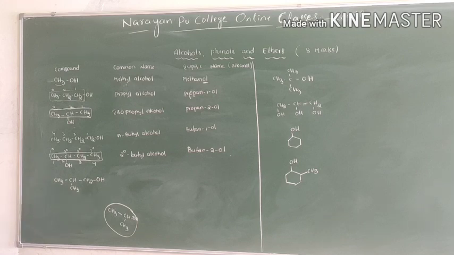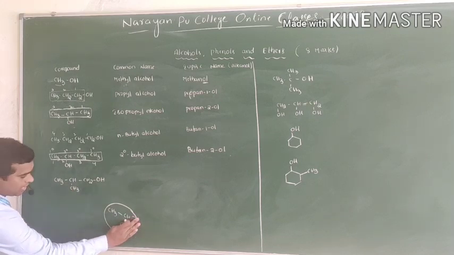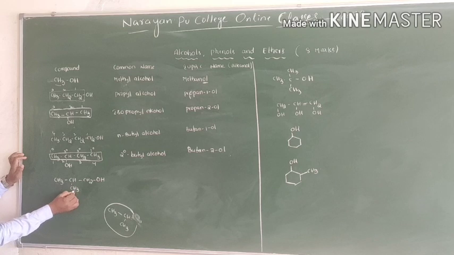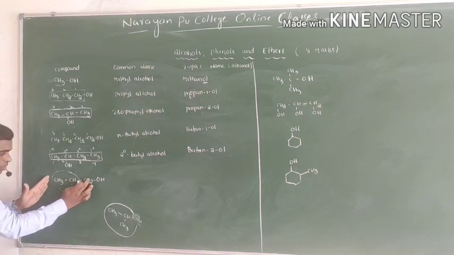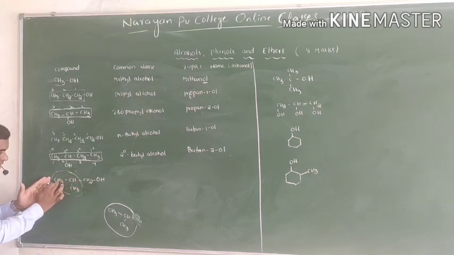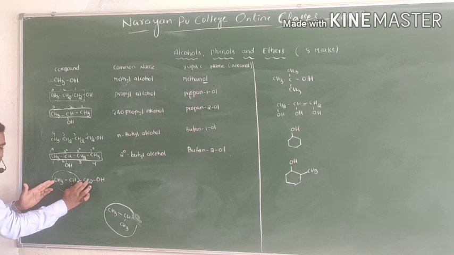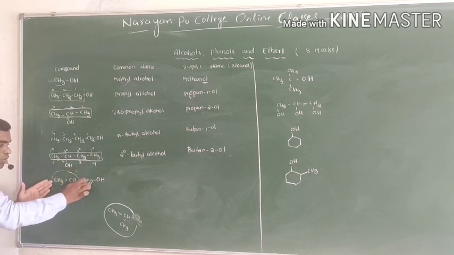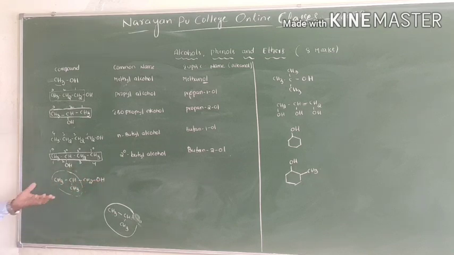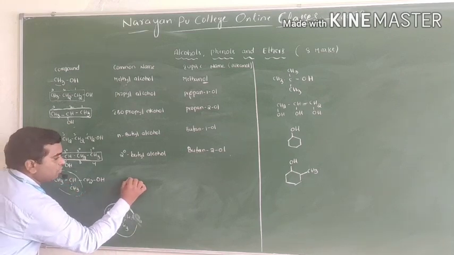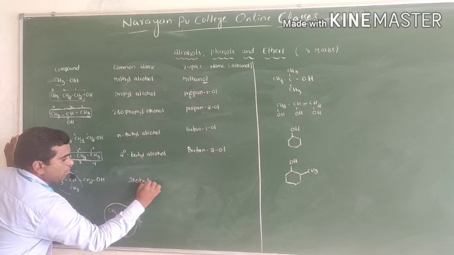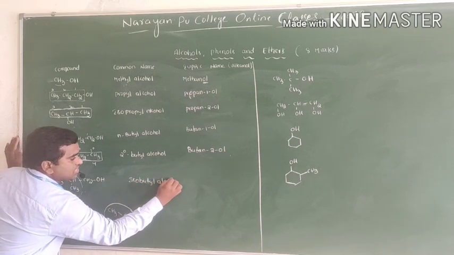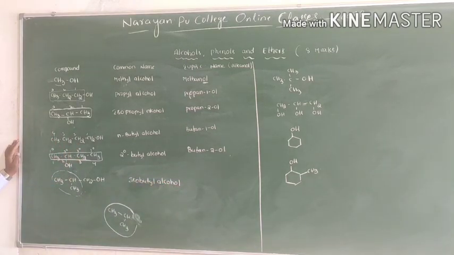And the second one, you see here, is very important. This is CH3. This group we will call iso. In this compound, how many carbon atoms are there? 1, 2, 3, 4. So that's why we will call this isobutyl alcohol. Iso group is there, so that's why iso. 4 carbon atoms, so we write isobutyl alcohol. This is the common name.